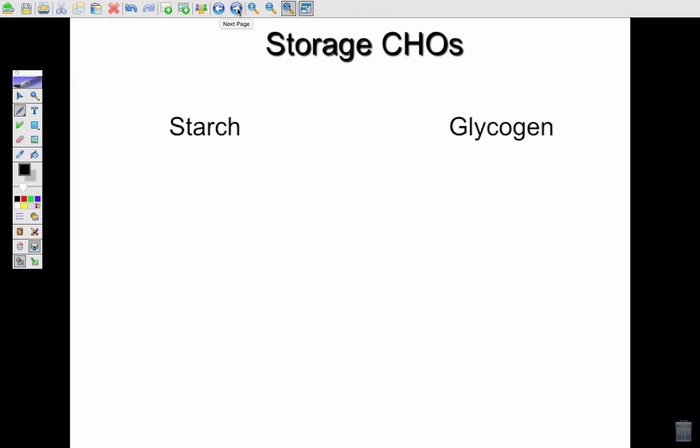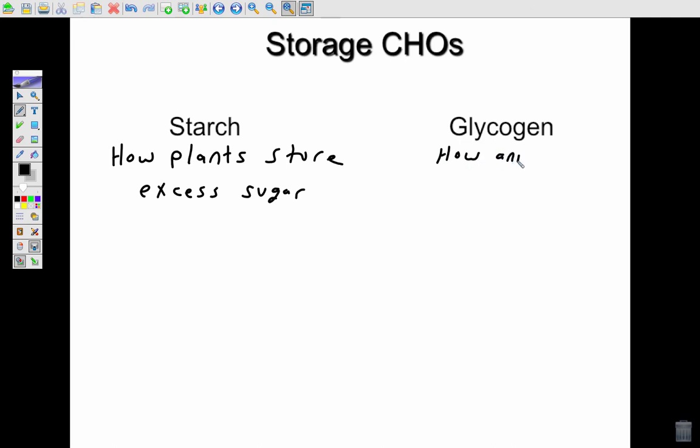Okay, two storage carbohydrates are starch and glycogen. Starch is how plants store excess sugar. And glycogen is how animals store excess sugar.